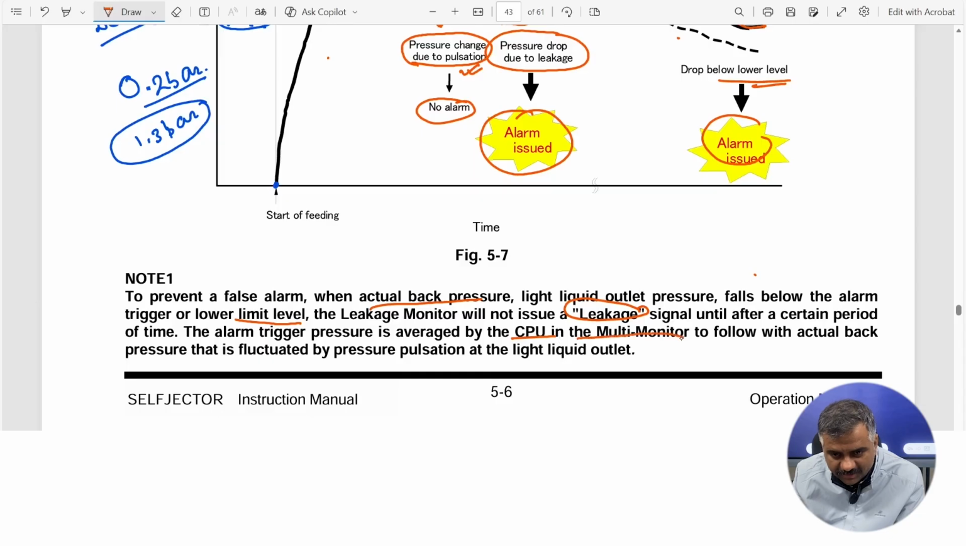But if the pressure drop is gradual and it is crossing the alarm level, the pressure drop will be averaged. The pressure trigger is averaged by the CPU to follow with actual back pressure that is fluctuated by the pressure fluctuation at the light liquid outlet, and then after a certain period of time it will issue an alarm. Okay, so delay timer and hold timers are two important timers which will prevent the leak off alarm from happening.